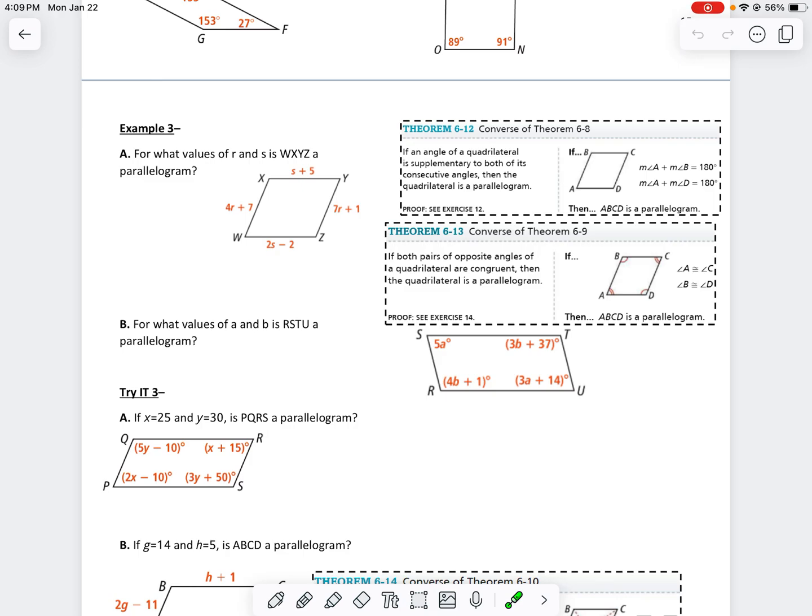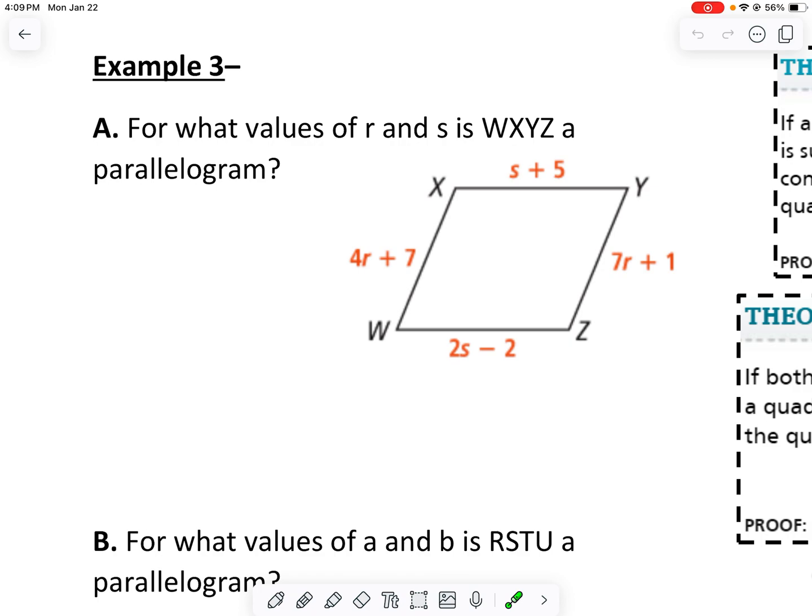All right, so I'm not going to be giving you full solutions, by the way. I'm going to be giving you guidance in each problem. Let's start off with this first one. Example number 3. For what values of R and S is WXYZ a parallelogram?